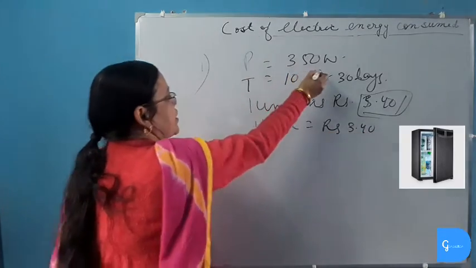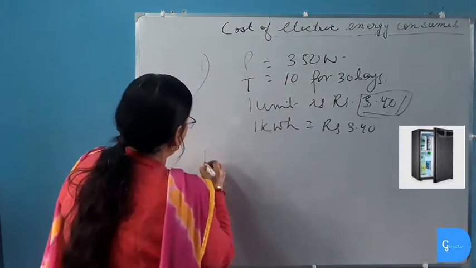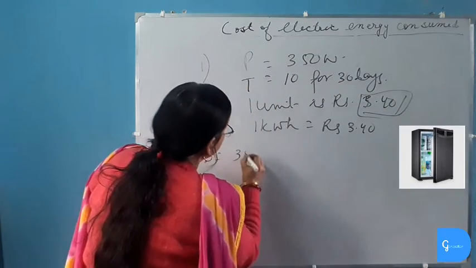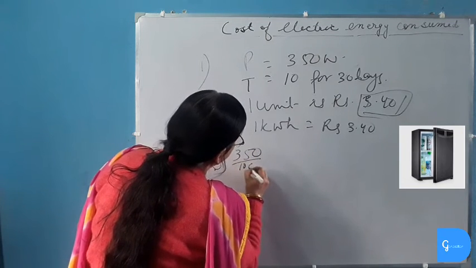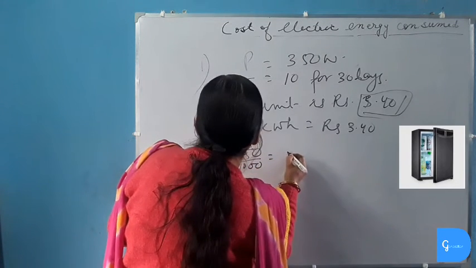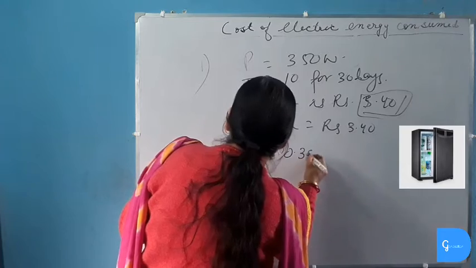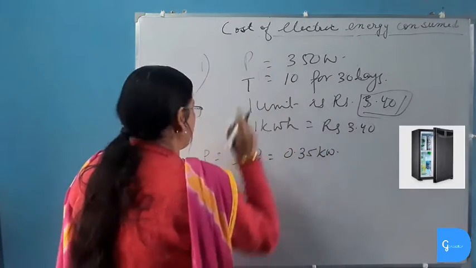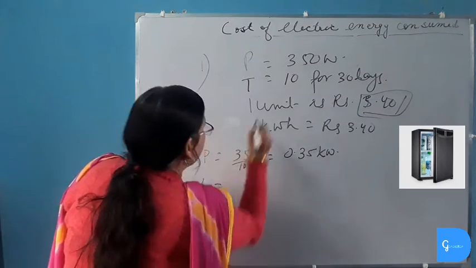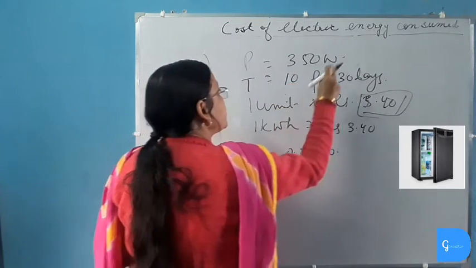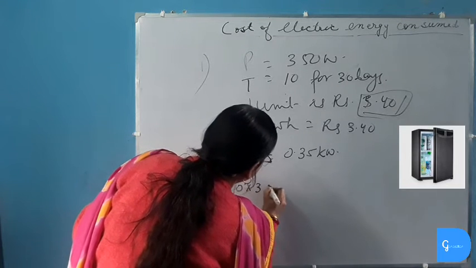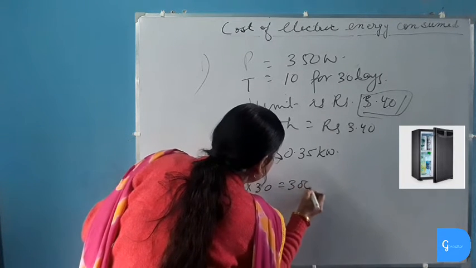Now power is given in watt, 350 watt. First we will convert power into kilowatt. 350 divided by 1000 is equal to 0.35 kilowatt. And it is used for 10 hours. What will be the time? It is used for 10 hours and for 30 days. So the number of hours will be 10 into 30, which is equal to 300 hours.